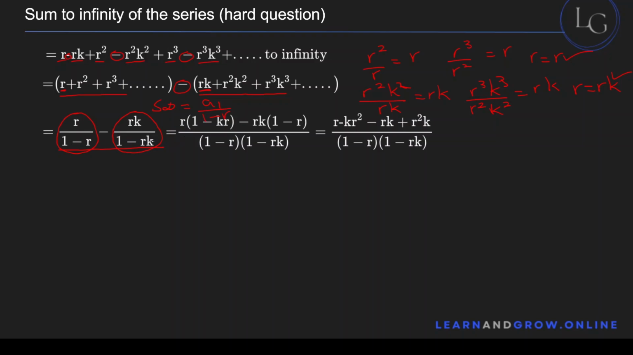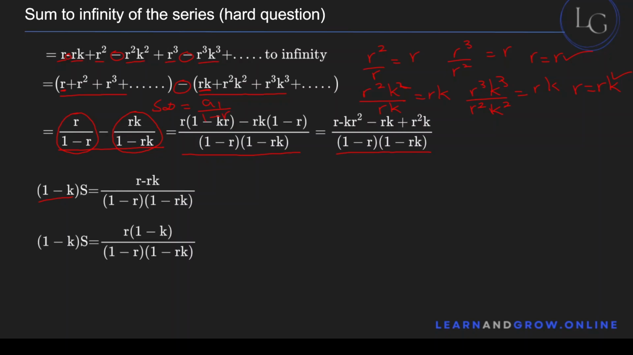So when you take the LCM of these two, you get this, and when you expand this further, you get this. And so you remember that we multiplied 1 minus k on the left hand side, so what you'll do is, in the numerator on the right hand side, you'll take r common, and then that becomes r into 1 minus k. These two will be cancelled out, and so for S infinity you have this, and this is what we had to find in the question, an expression for S infinity, the sum of the infinite series.